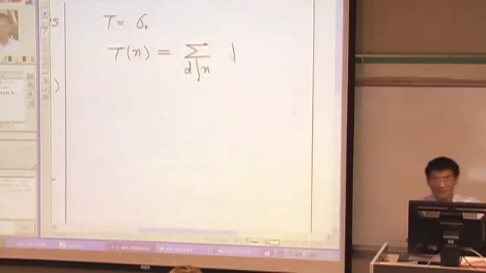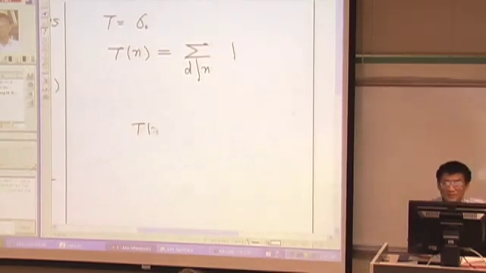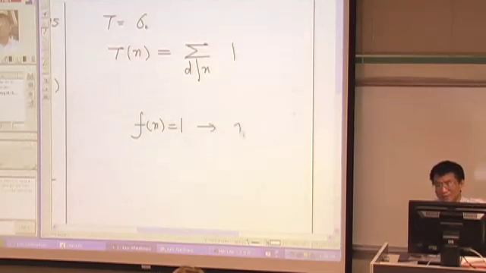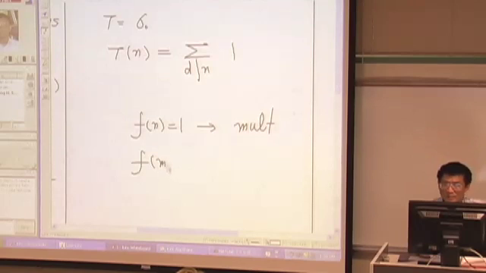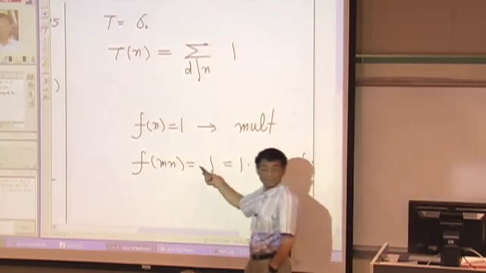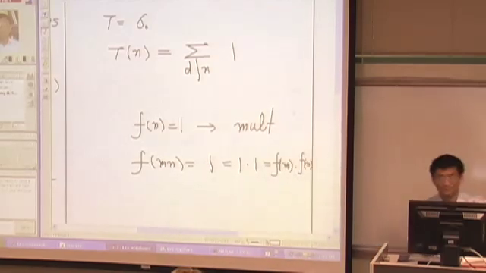Then first of all, the function f of n equals 1, identically 1, is multiplicative. Why? Take a look. f of mn equals 1 because of this fact. And then 1 is equal to 1 times 1, and then 1 is f of m and f of n. So it is multiplicative. Any questions?